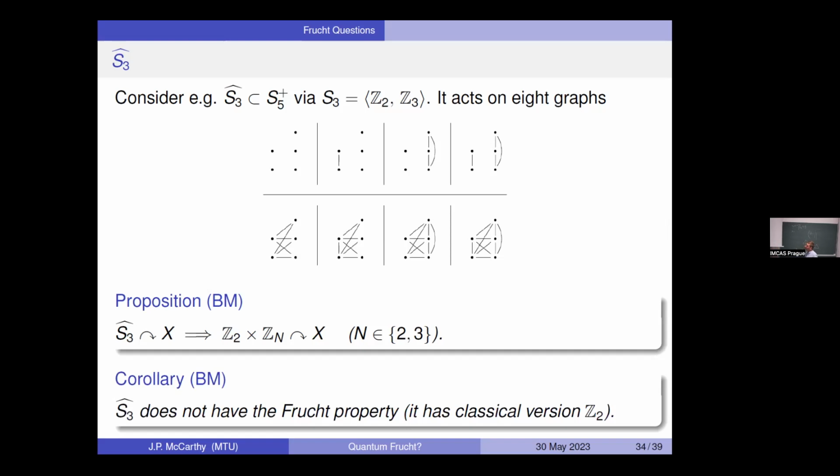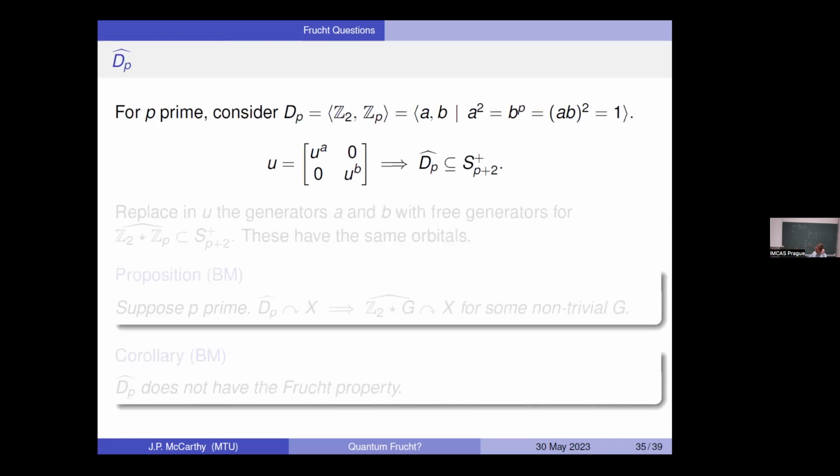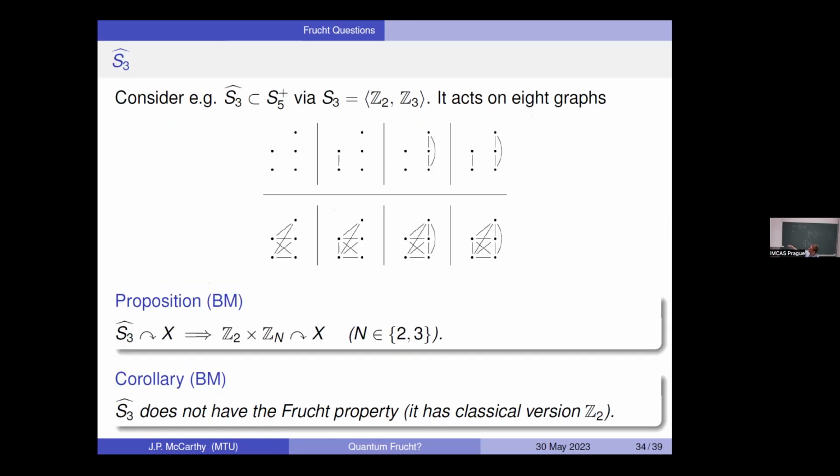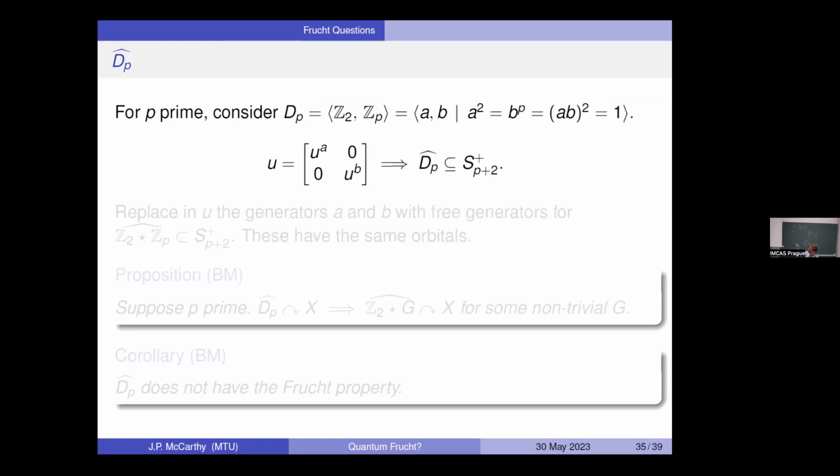And as a corollary, the quantum version of S3 does not have the Frucht property because its classical version is only Z2. So if this was to have the Frucht property, the graph it acts on must have classical automorphism group Z2, but you can see that the automorphism group contains a bigger thing. So this does not have the Frucht property. The other example, so this one is just saying that if you think about the graphs, you can get loads of symmetries. This next one is a slightly different flavor. You could do the same thing. So here I've got dihedral groups like this, where P is prime.